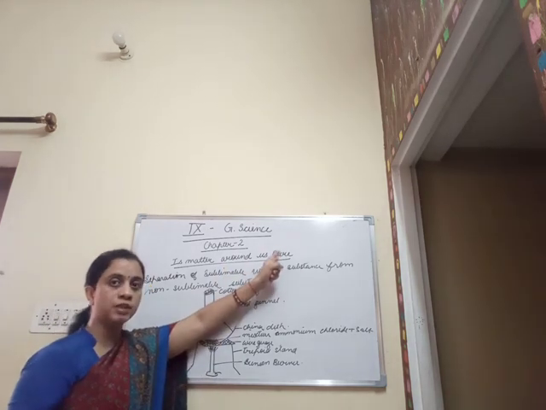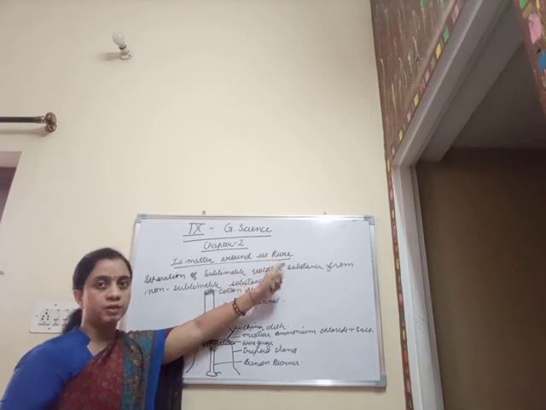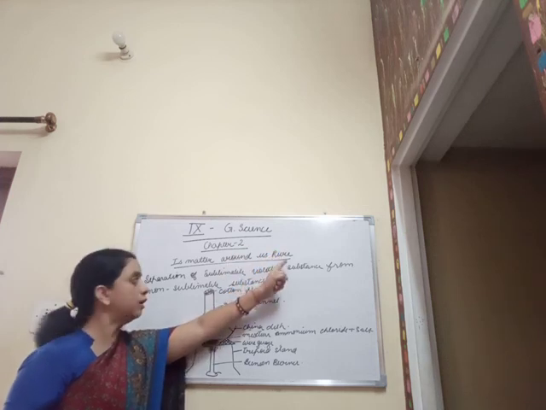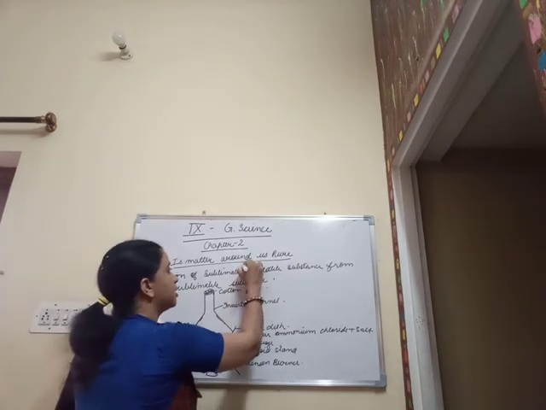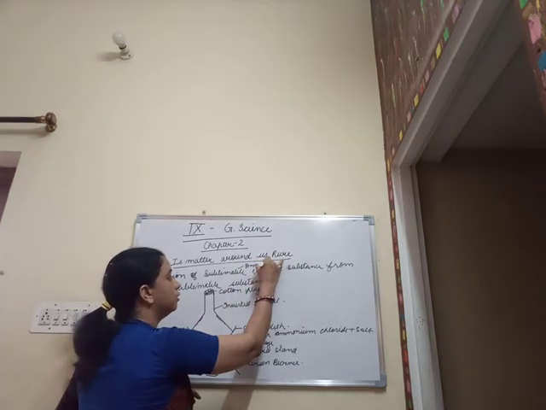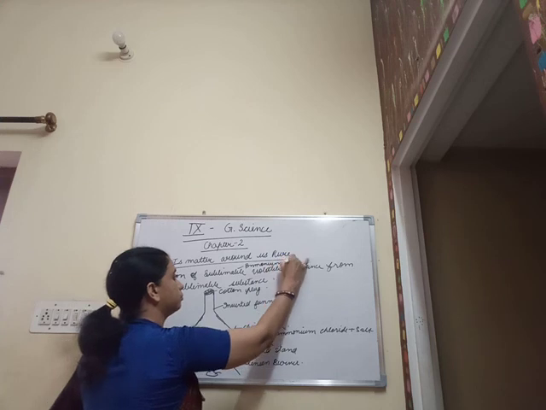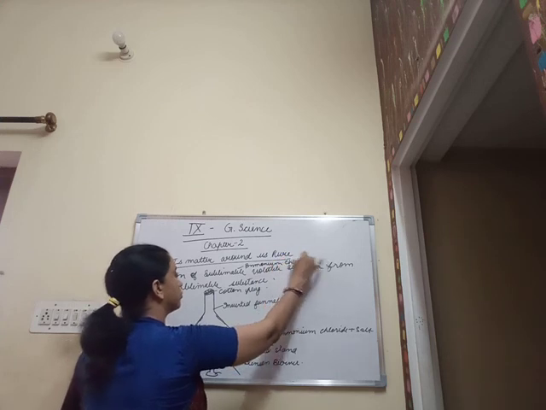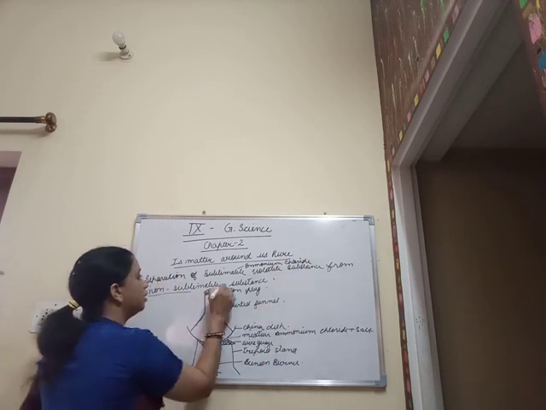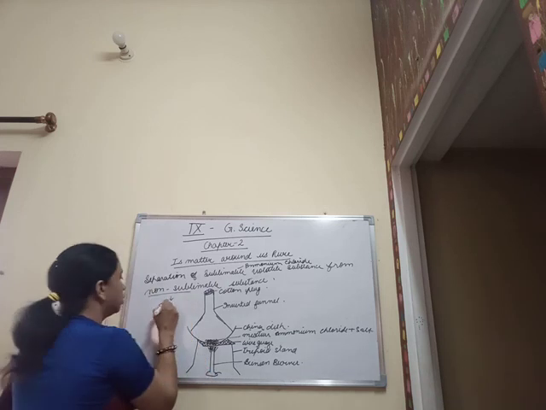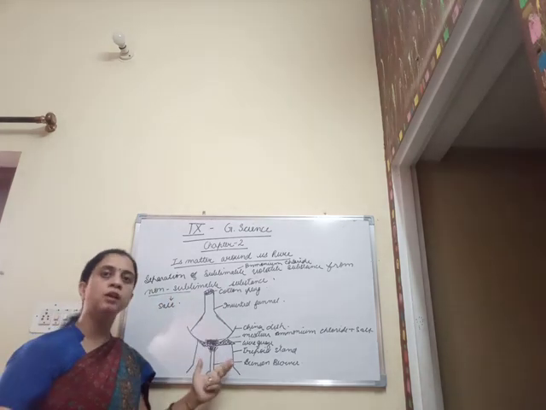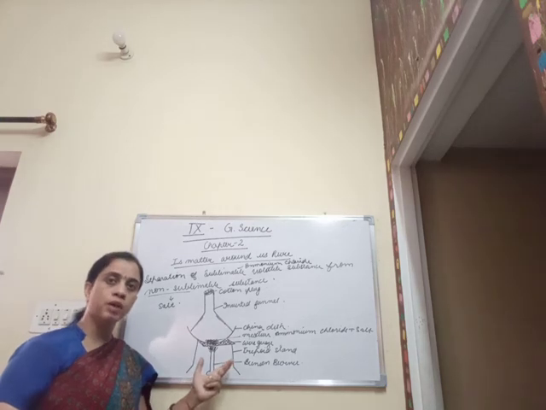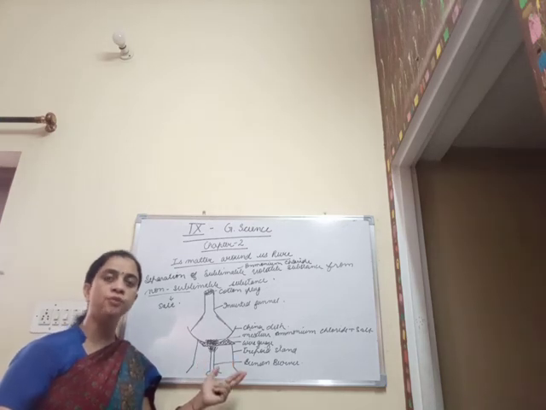Volatile means which can be converted into vapors. Sublimable volatile substances from non-sublimable ones. Here the sublimable volatile substance was ammonium chloride, and the non-sublimable substance was the salt. So these are the two activities by which we can separate different types of mixtures.